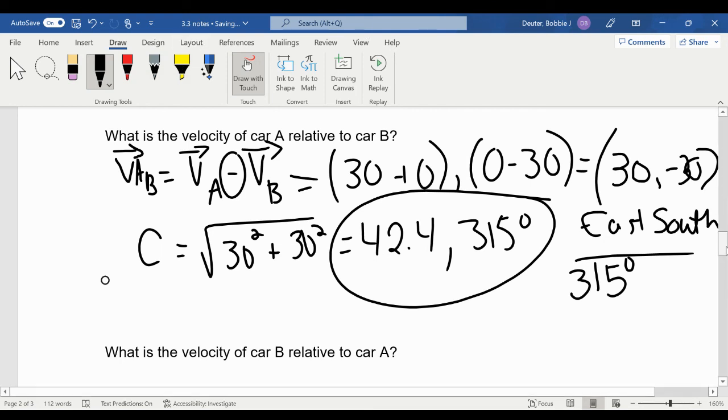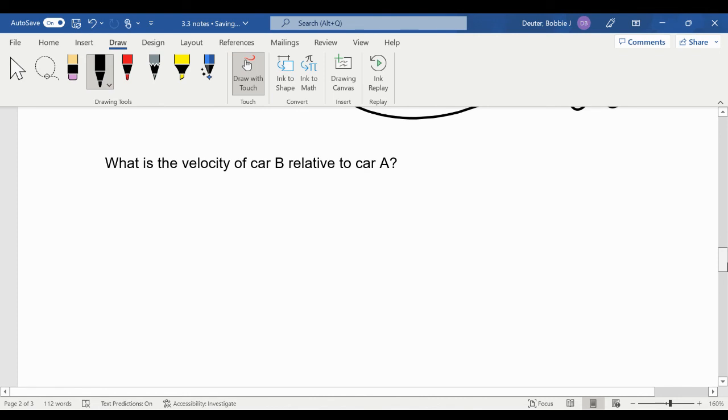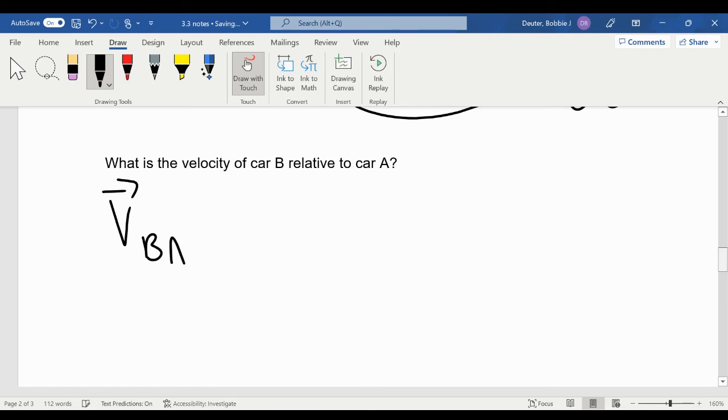So again, this is the perspective of person A looking at car B. But what if it's the opposite? So we still have our velocity vector, but this time car B is going to be first and car A. We are going to have them equal to, again, the equations on the front page. Our velocity B, correction, plus our vector minus our vector A.